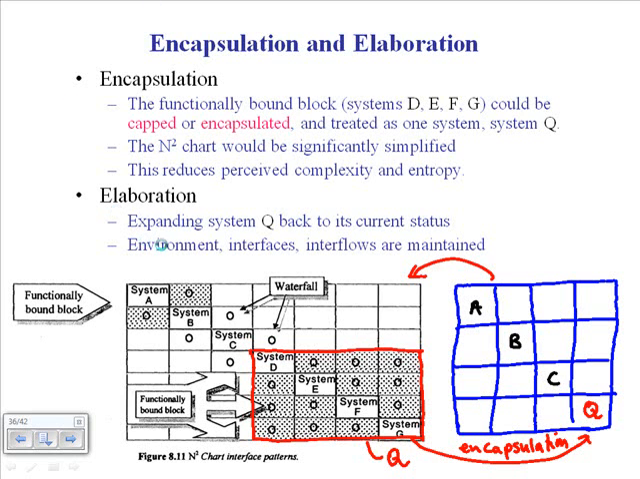Another comment to make here is that when we do elaboration and encapsulation, keep in mind that we have to maintain the environment, the interfaces and the interflows between the entities. I'm not changing that. Everything is maintained. So in other words, this representation of system D, E, F, and G by Q implies that Q is going to just behave as this entire system. Nothing is going to change.